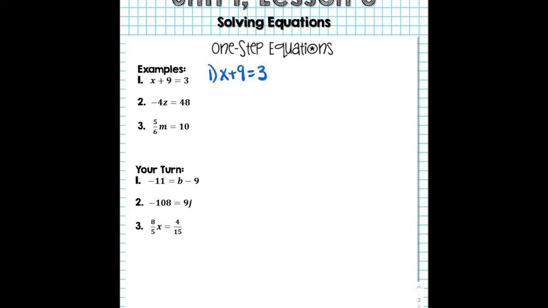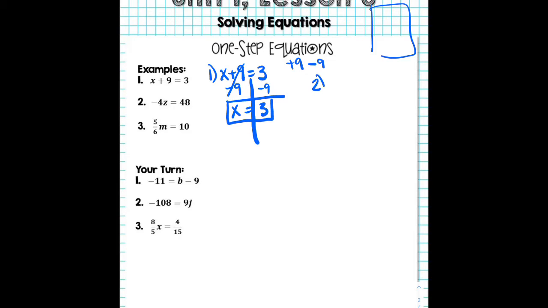For number 1, we have x plus 9 equals 3. My steps are, I'm going to draw my line. You should have steps to solve equations over here on your page, I think. So right now, what am I doing to x? Well, I'm adding 9 to it. To undo addition, I need to subtract. And I'm adding 9, so I need to subtract 9. So I'm going to subtract 9 from both sides. And 9 minus 9 is 0. So that would give me x plus 0 equals 3. But I don't need to write plus 0. So I'm just going to do x equals 3. And I'm done.